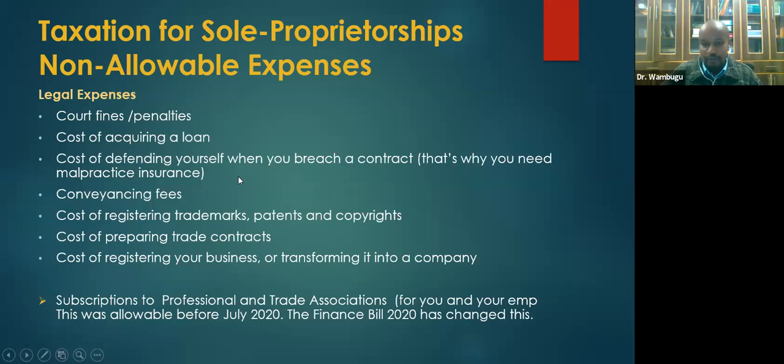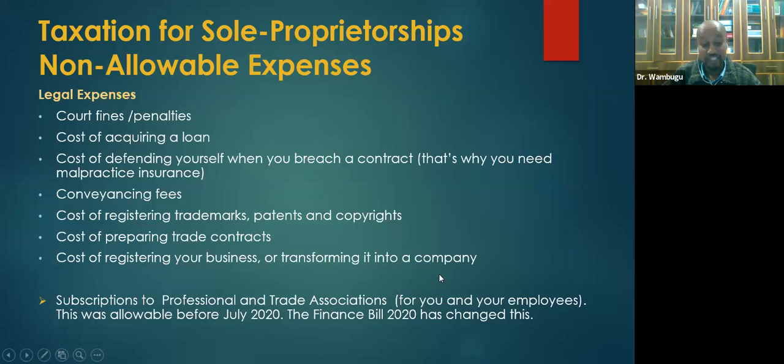Now, what is interesting is that before June of this year, you could actually expense the fees that you pay to a professional or trade association. So the money that you pay to, let me say, Kenya Association of Pediatric Dentists, Kenya Medical Association, Kenya Dental Association, before, those subscriptions, you could actually deduct them from your income. Now, from the beginning of this month, you can actually not do that.